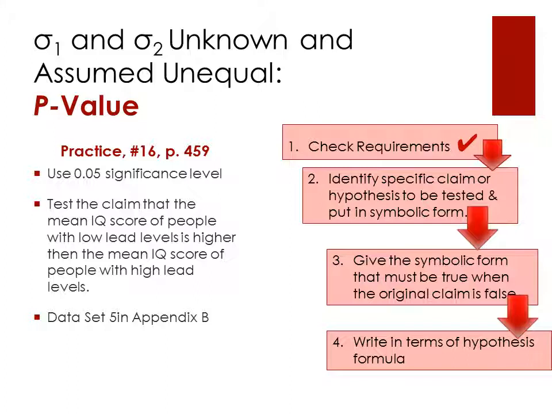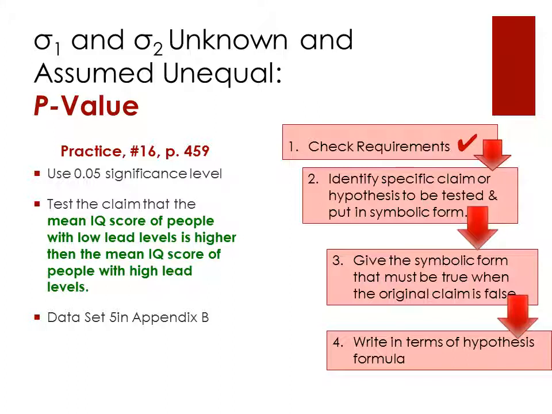As I said before, I find it easier, in fact, to start with step 3. So let's skip down to that, where we have the claim that the mean IQ score of people with lower levels of lead is higher than the mean IQ score of people with higher levels of lead. If we're going to set that up, we know we're working with our population parameter of mu, right? So we already have that.